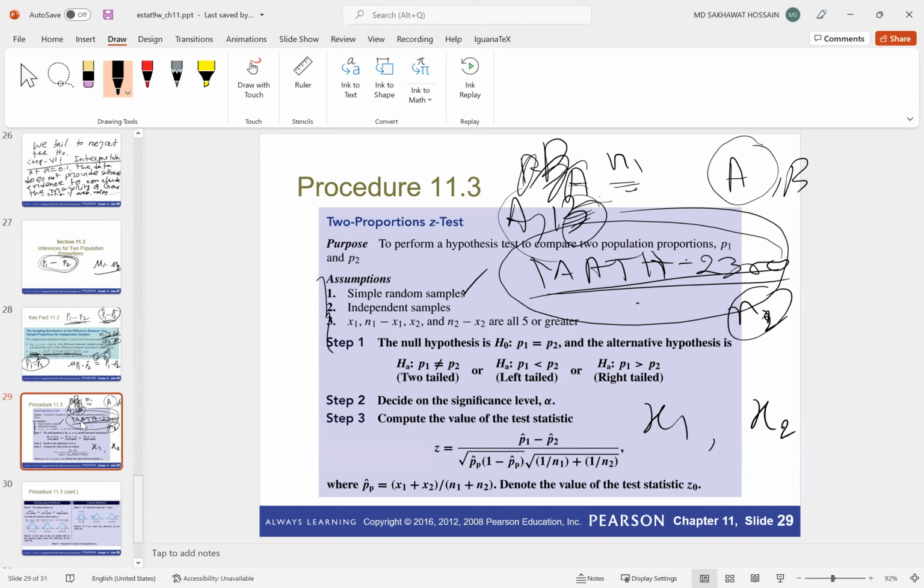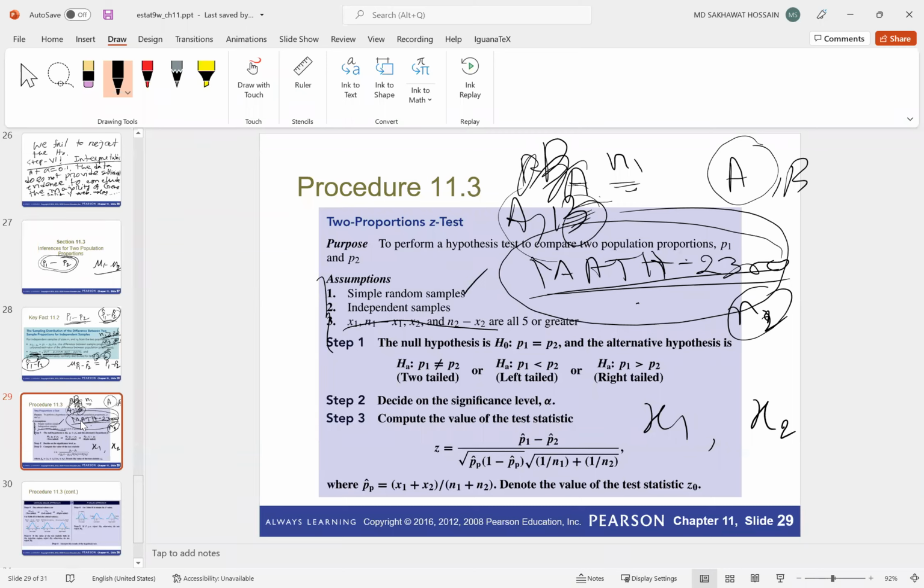Okay, independent samples. The selection of students from online classes doesn't depend on the selection of students for face-to-face classes. That means these two samples are independent samples. Third, we need to see whether x1 and n1 minus x1 are greater than or equal to 5, and x2 and n2 minus x2 are also greater than or equal to 5. So all of them should be greater than or equal to 5: x1, n1 minus x1, x2, and n2 minus x2.